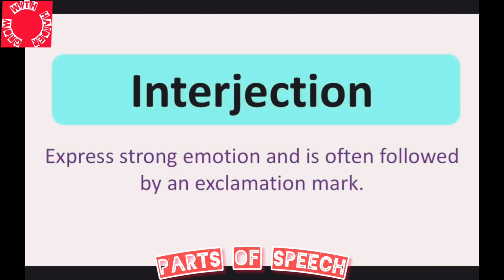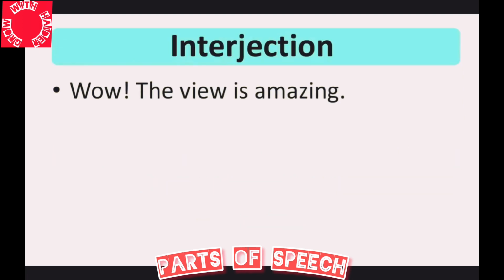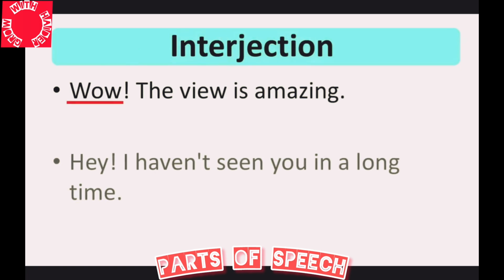Interjection. An interjection is used to express strong emotion and is often followed by an exclamation mark. For example, wow or oh. Wow, the view is amazing. The interjection in this sentence is wow.